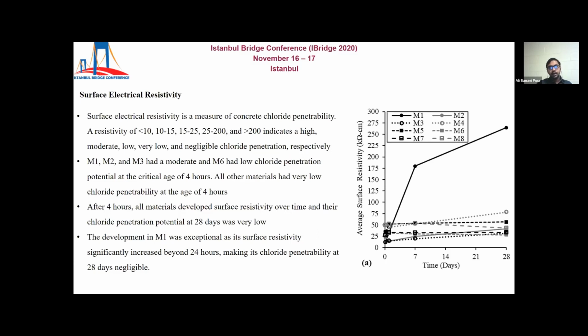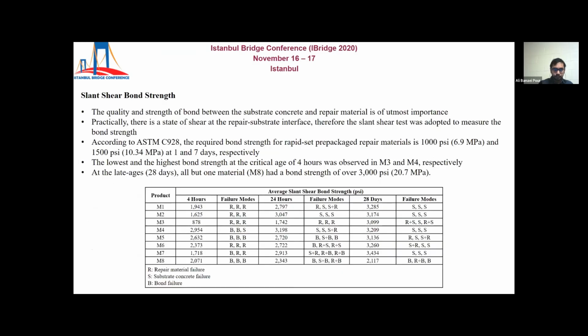After this 4 hour period, all materials developed surface resistivity over time, and their chloride penetration potential at 28 days was very low. The development of M1 was exceptional as its surface resistivity significantly increased beyond 24 hours, making its chloride penetrability at 28 days negligible.